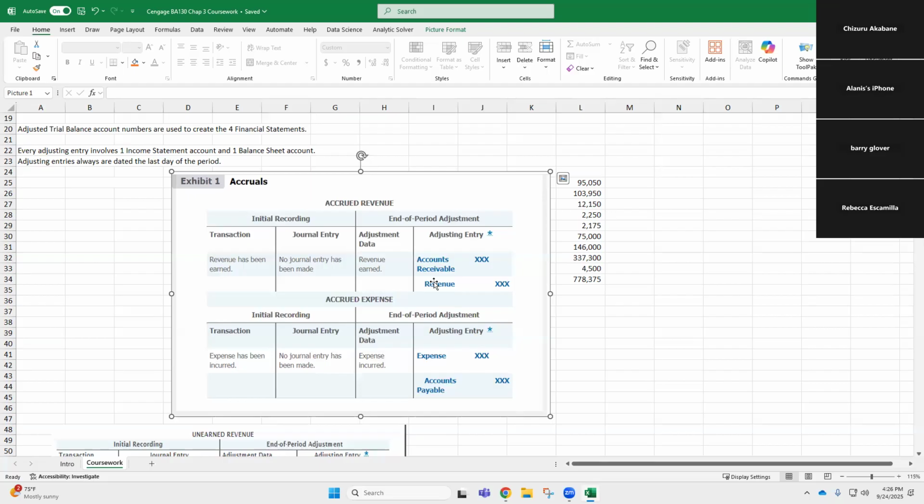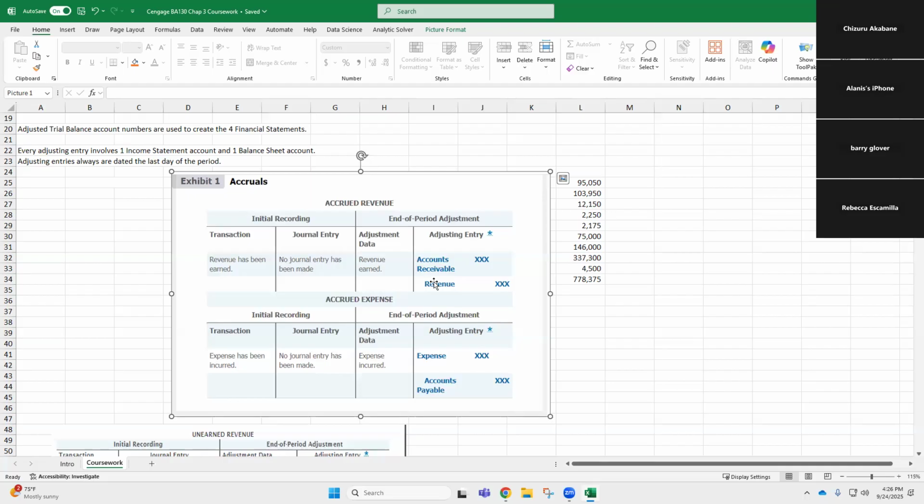And once again, it's revenue that we haven't recognized yet, but we have fully earned it. Let's go to number 2. This one goes kind of hand in hand with accrued revenues. It's accrued expenses.